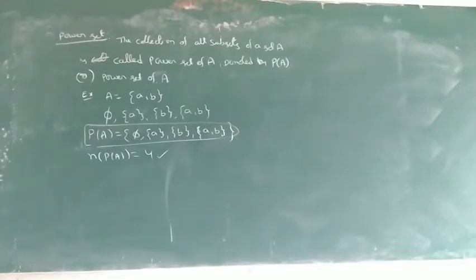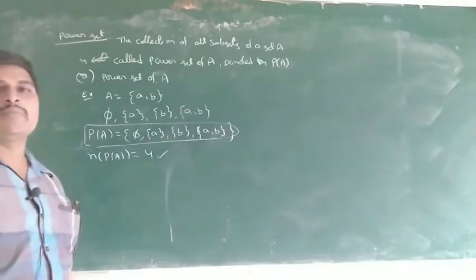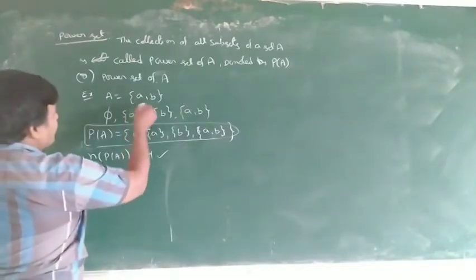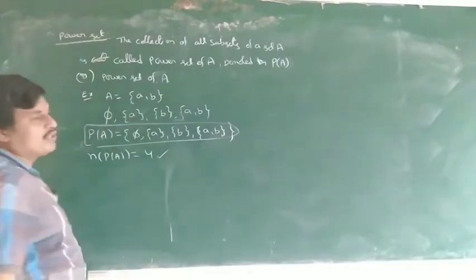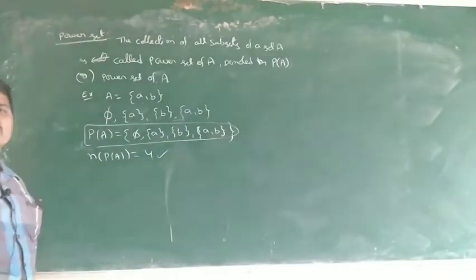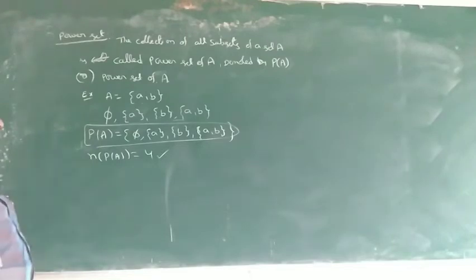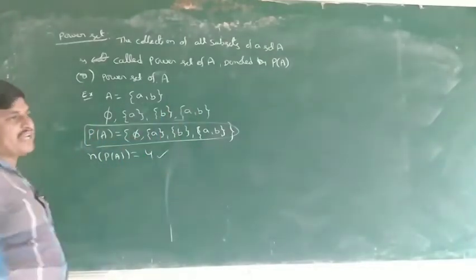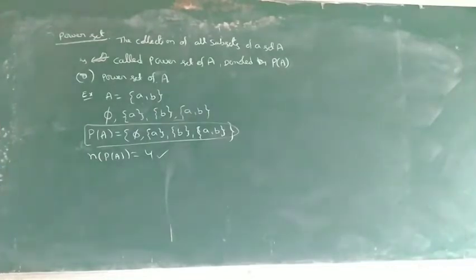What is the power set? The collection of all subsets of A is called the power set of A, denoted by P of A. Example, A comma B. How many subsets are there? 2 elements means 4 subsets. The collection of all subsets is written in set brackets. Okay, this is the power set.